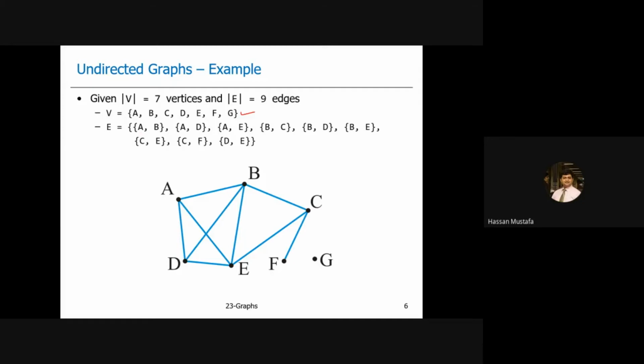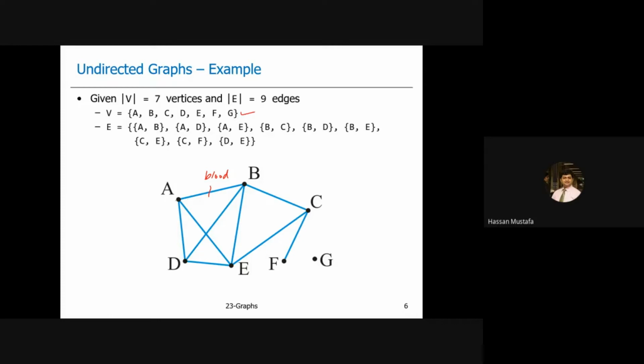So A and B are connected, so we have this edge here between A and B. A and D are connected, and so on. But what we have here is that there is no direction on this edge, which means that if A is connected to vertex B, then B is also connected to vertex A. It can be a relationship, maybe if I just say these two are family members. If A is a family member of B, then B is also a family member of A.